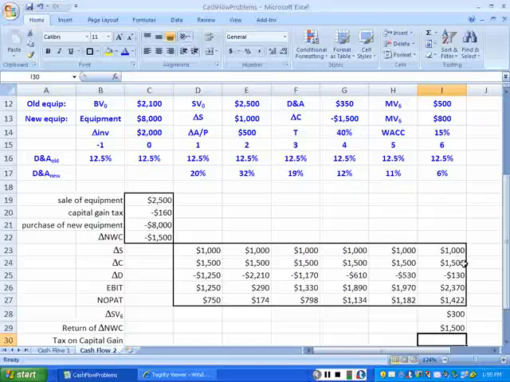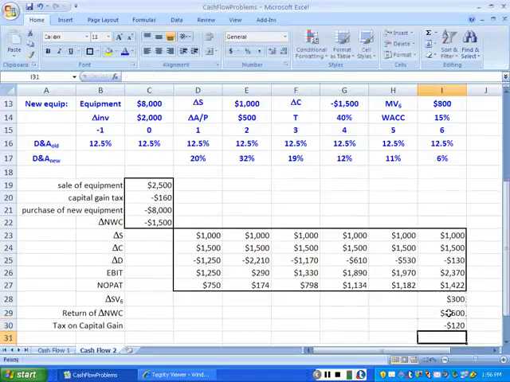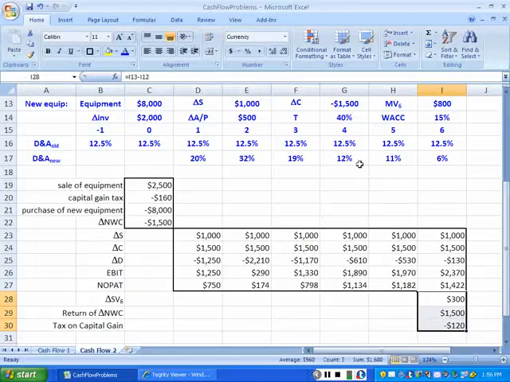Finally, do we have any capital gain change that we need to be concerned with? Well, this is fairly simple because both of these were down to a book value of 0. So whatever the change was right here, we're going to have to pay taxes on that additional amount. So it's a negative of the tax rate of 40% times this $300 gain in salvage value. So we have a $120 tax bill that we did not have previously. And this would represent what our terminal conditions are.